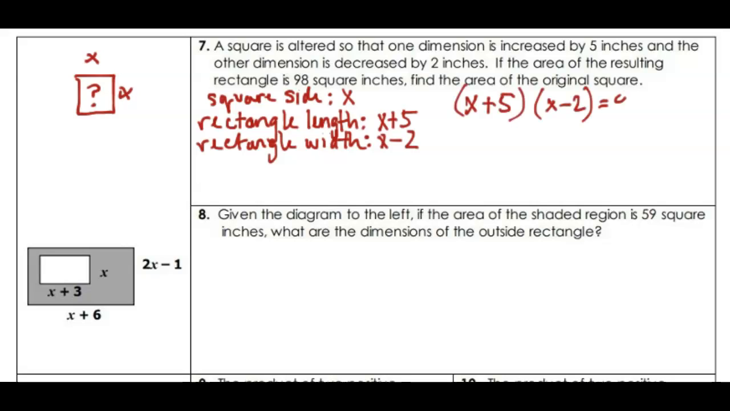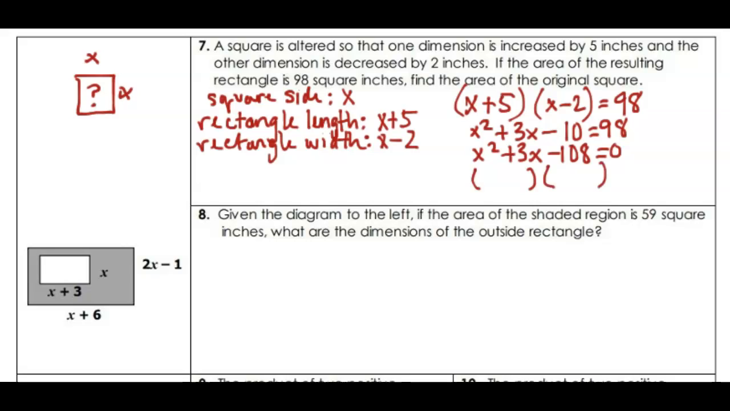So we're going to multiply the length and the width of the new rectangle, and again we're going to multiply it out, distribute the two binomials, and we'll then put this in standard form, because then we can either factor it or use the quadratic formula. In this case this happens to factor, and we can get 12 and 9, and we have two possible solutions, one of which is negative and the other one is positive.